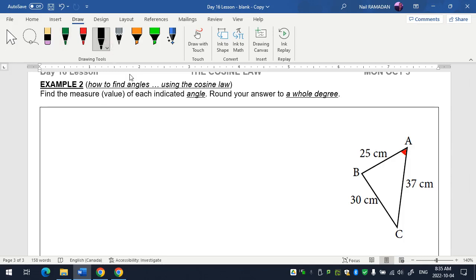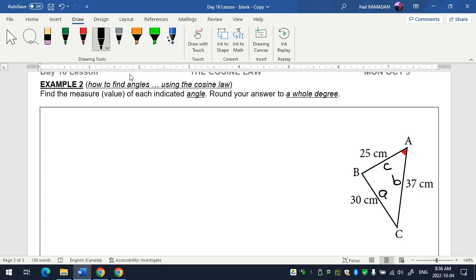So a is 30. Which one is small b? 37. Which means this one is c. Okay, yes, go ahead.